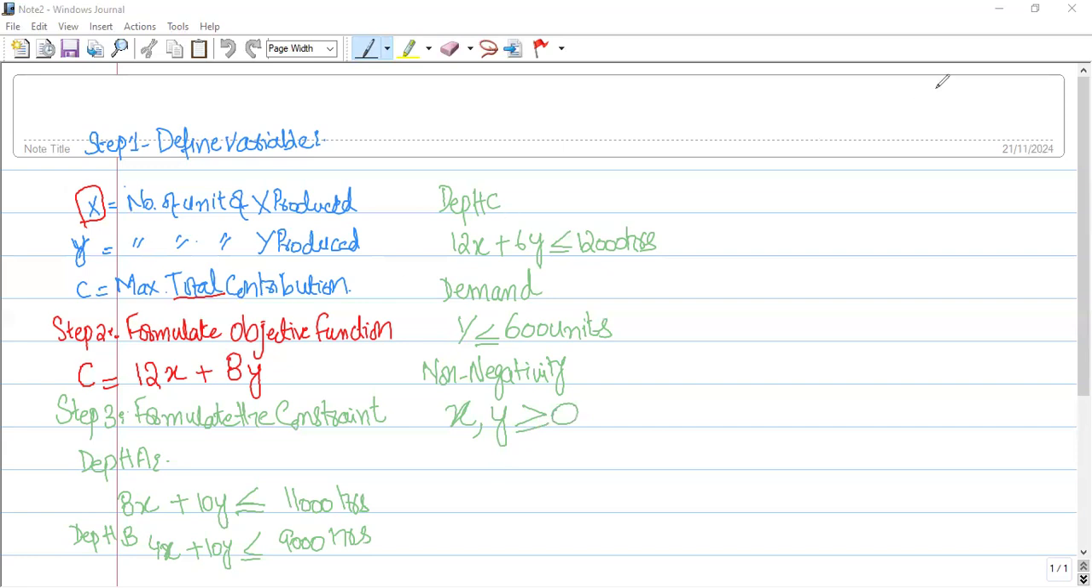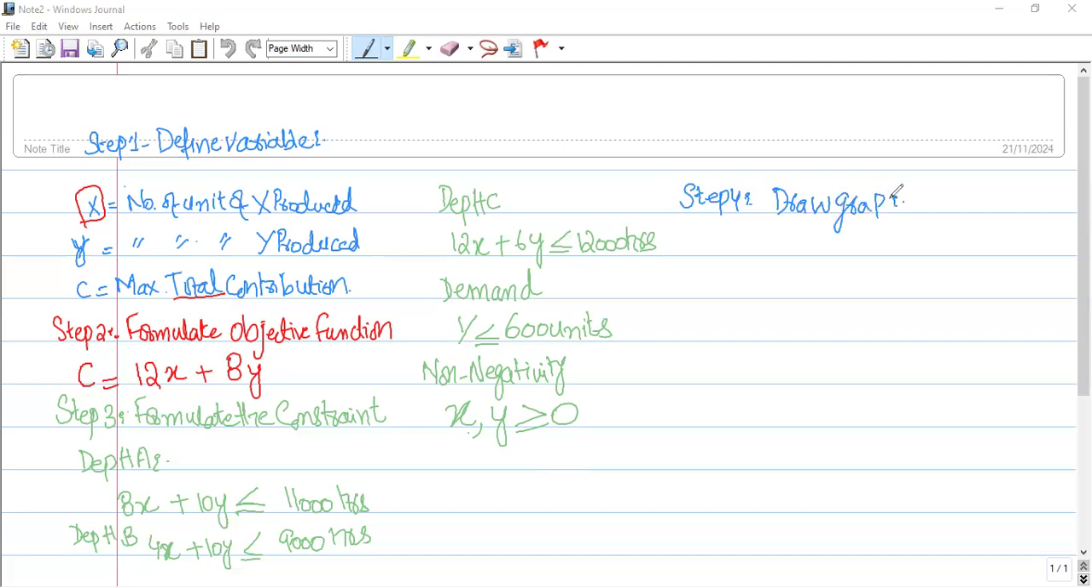Okay, done. Now we have to draw the graph. For the drawing of the graph, we first solve all these constraints. Then we will be able to draw the graph. The non-negativity constraint assumption is taken for the solution of the graph. That's why step 4 is draw the graph.